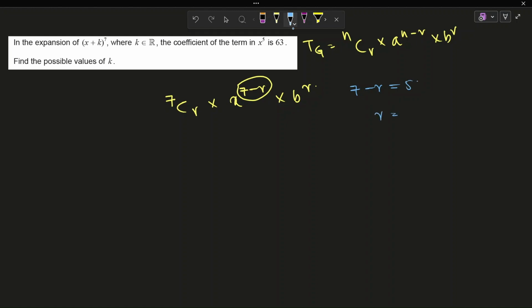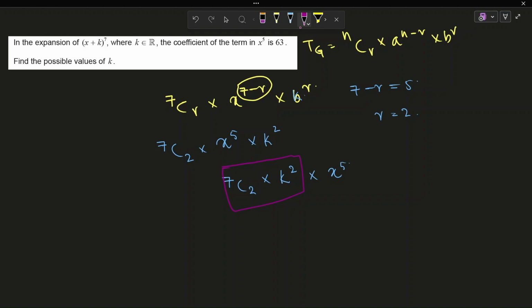Then we're going to get r as 2. Now we can rewrite this completely as 7c2 times x to the power 5 times k to the power 2. This should be k, sorry. Now I'm going to rewrite this in a way that you'll understand better. So I'm going to write this as 7c2 times k to the power 2 k squared times x to the power 5. Notice that this whole box right here is the coefficient of x to the power 5.